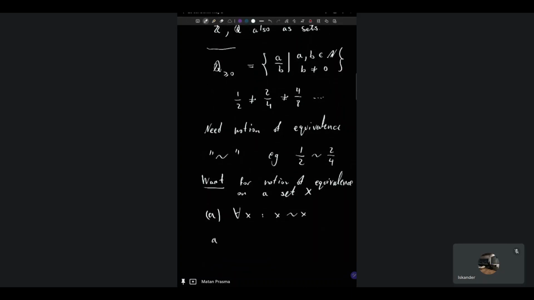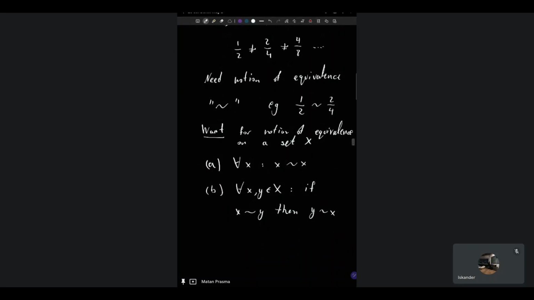Second, we want that for any x and y in X, if x is equivalent to y, then y is equivalent to x. This is called symmetry, by the way. And the first property is called reflexivity.